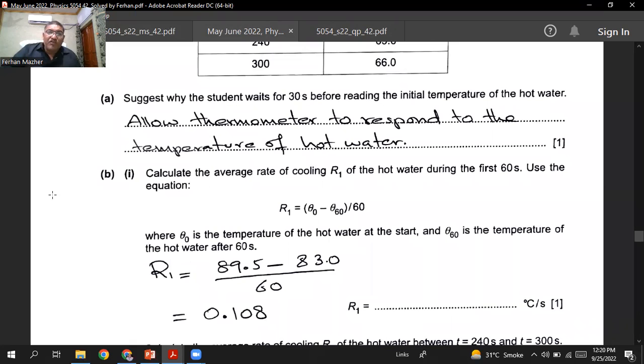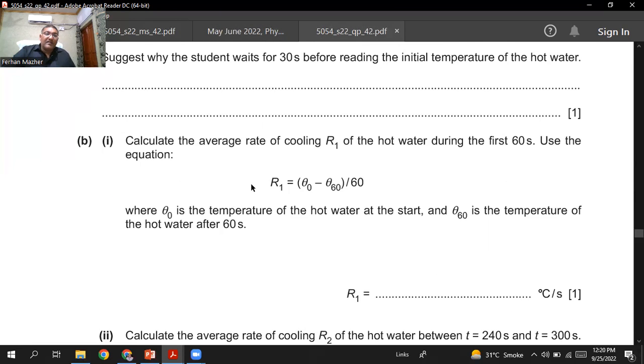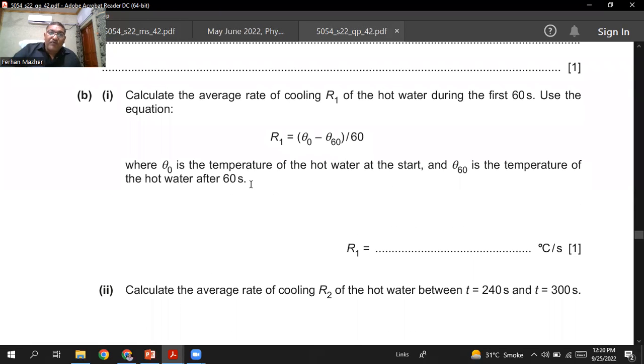Allow the thermometer to respond to the temperature of the hot water. That's why you waited for 30 seconds. Calculate the average rate of cooling R1 of the hot water during the first 60 seconds. Use the equation. So that's the equation. R1 is equal to theta 0 minus theta 60, and the whole thing divided by 60, where theta 0 is the temperature of the hot water at the start, and theta 60 is the temperature of the hot water after 60 seconds.